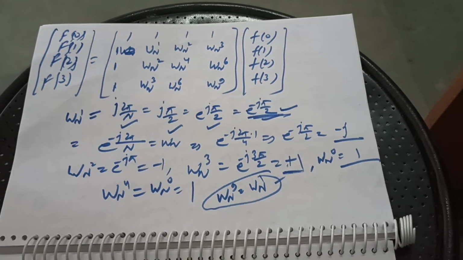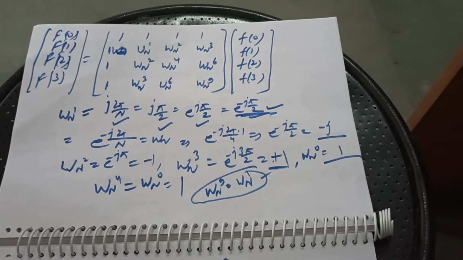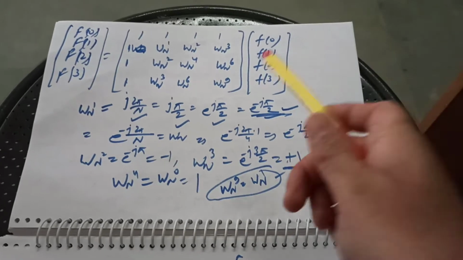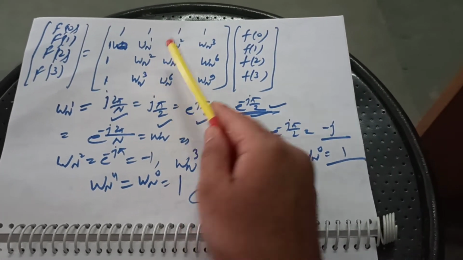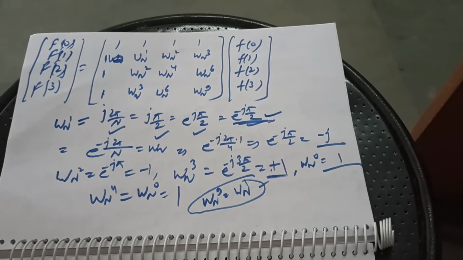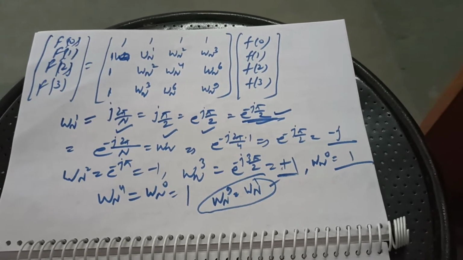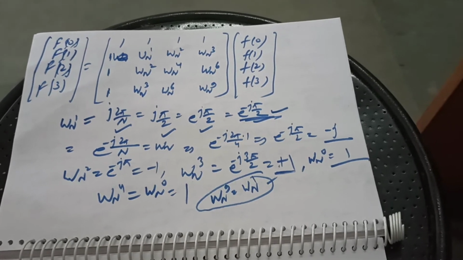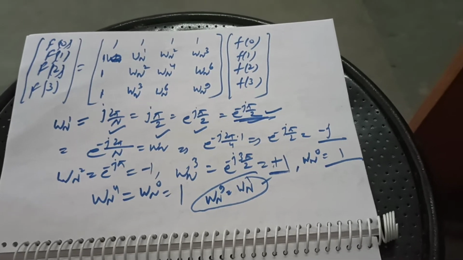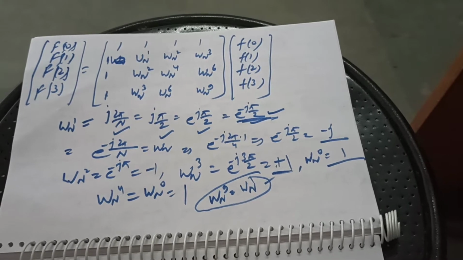For example, for the F2 part, the K is 2 and the N is 0, so it becomes 1. Again the K is 2, have a look at this, K is 2, N is 1, so it becomes Wn2. Again K is 2 and N is 2, so it becomes Wn4. And coming to the last part, that is Wn6. Again coming to F3, 1, Wn3, Wn6 and Wn9. Now we just have to perform matrix multiplication and we will get the values.